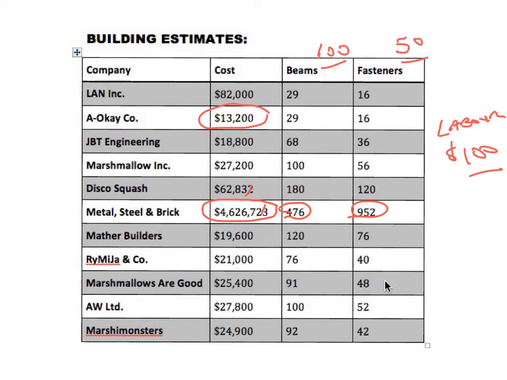And it's probably not quite as low as 13,200, because we're probably going to need an even number of beams and an even number of fasteners. And also, these just seem kind of interestingly low. And it's also interesting that one company here, LAN Incorporated, had the same number of beams and fasteners as AOK, but they had two totally different cost estimates.